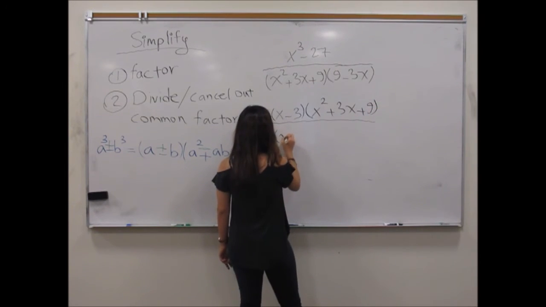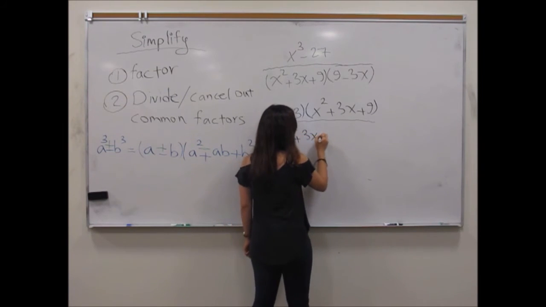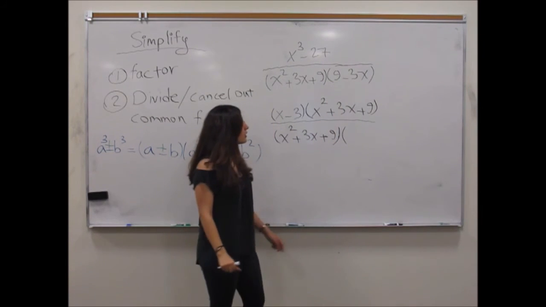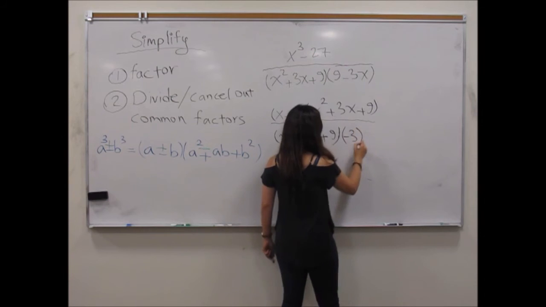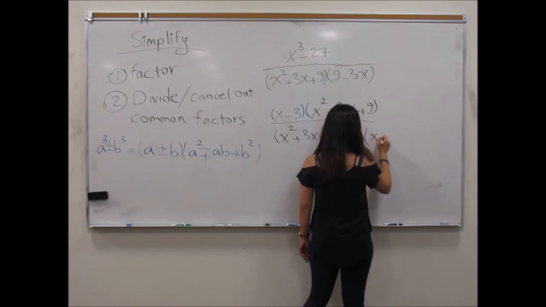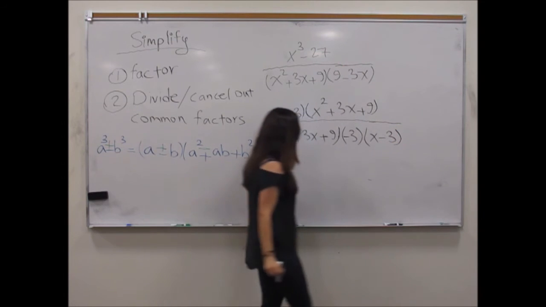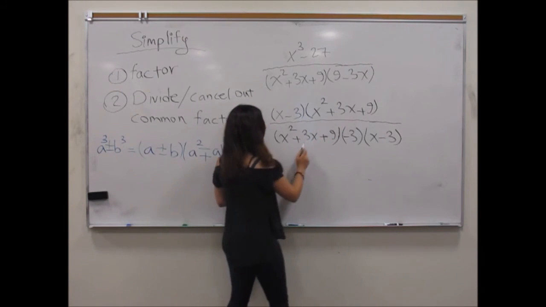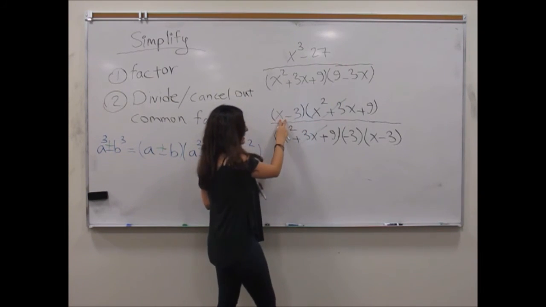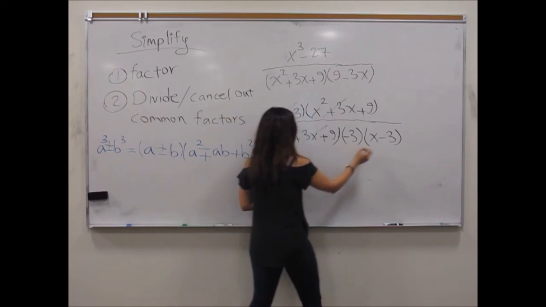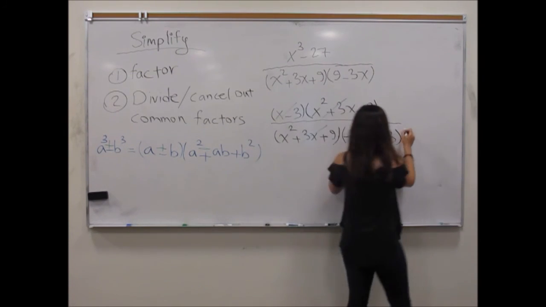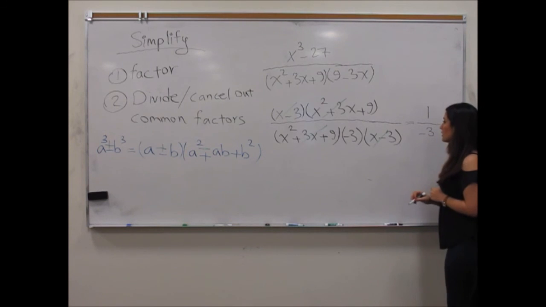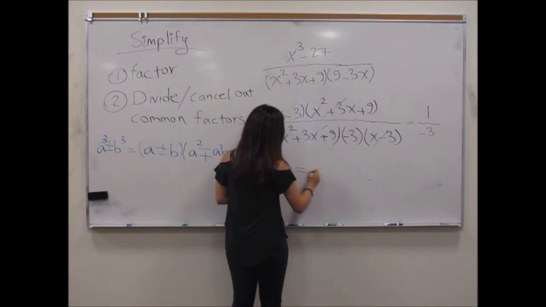And for the denominator, I have x squared plus 3x plus 9 times, and for this part, I can factor out a negative 3. So if I factor out a negative 3, I get x minus 3. So let's try to cancel the common factors. This one looks like this one, so I can cancel these two. And then the x minus 3 and x minus 3, I can cancel them. So what's left for the numerator is just a 1. Don't forget to write the 1. And for the denominator, I have just negative 3. So it's 1 over negative 3 or negative 1/3.